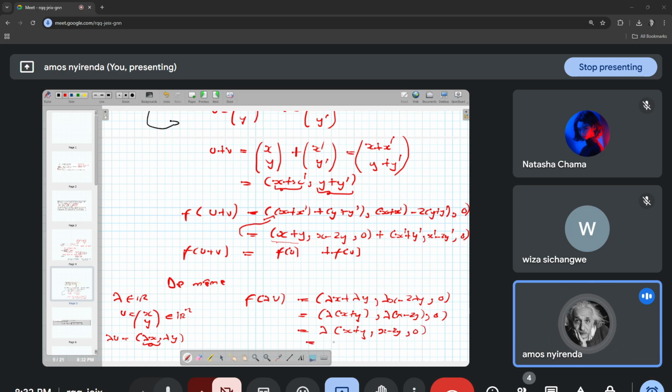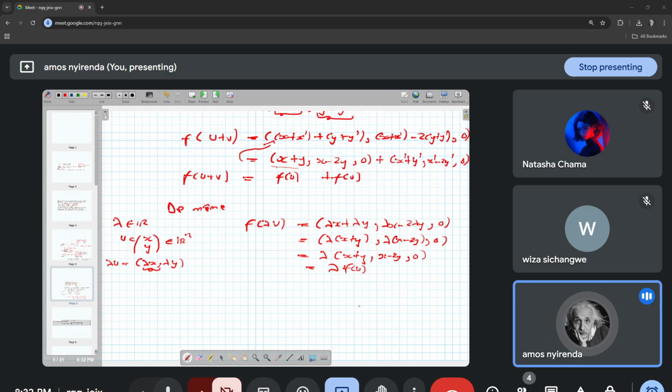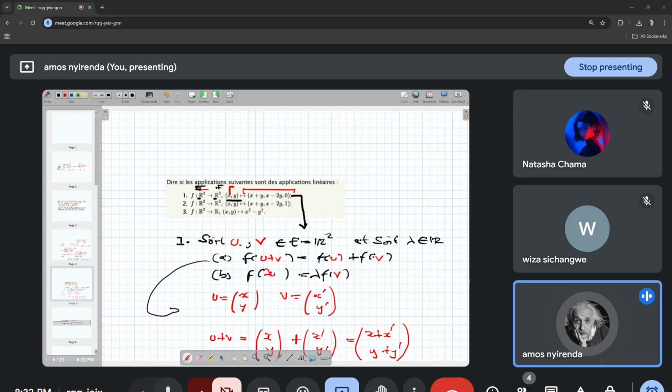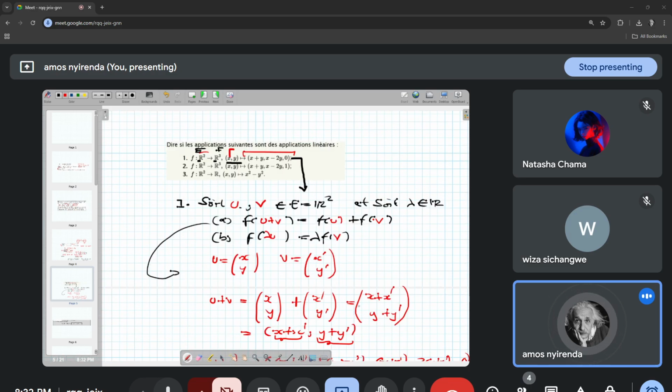Now this is going to be equal to λ times this, which is my f of u. This is the way f of u is defined. So we've seen that the two conditions have been satisfied.